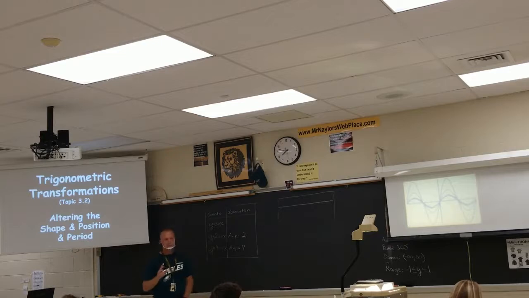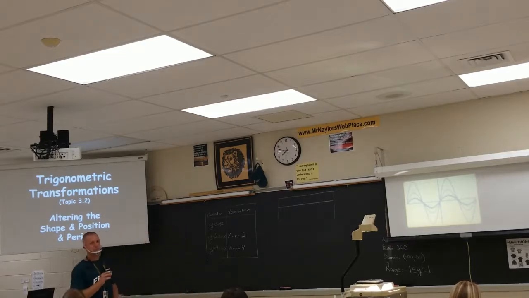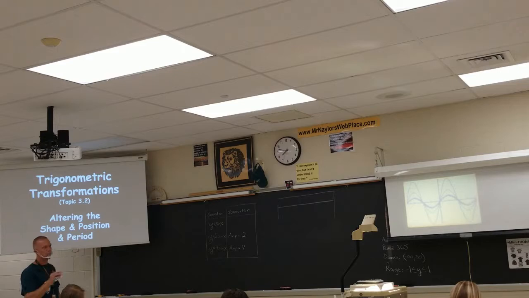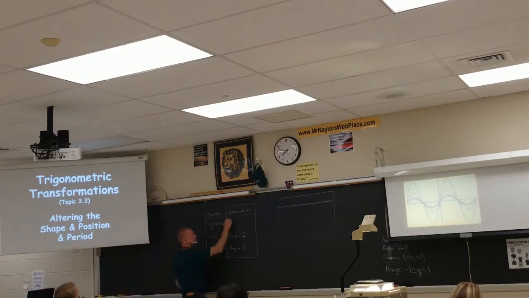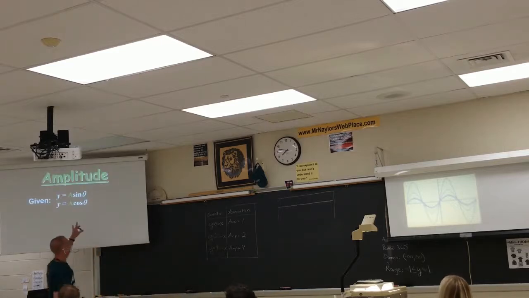When you multiply a coefficient onto sine or cosine, you change the amplitude. Oh, and by the way, what's the amplitude for this parent graph? It's still the coefficient. Okay, but we have our first rule.